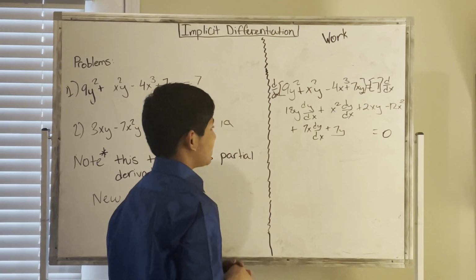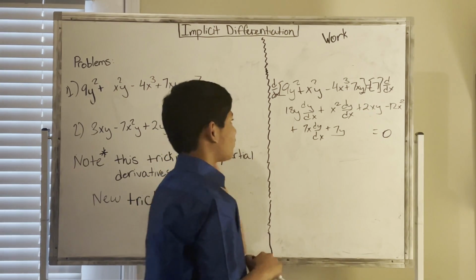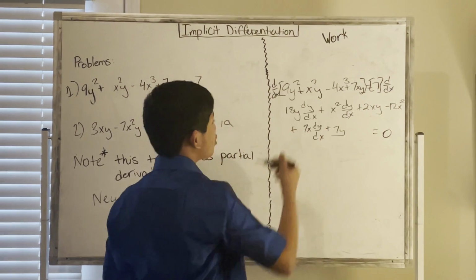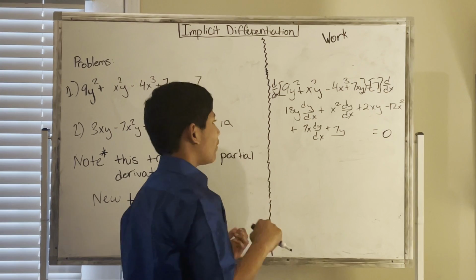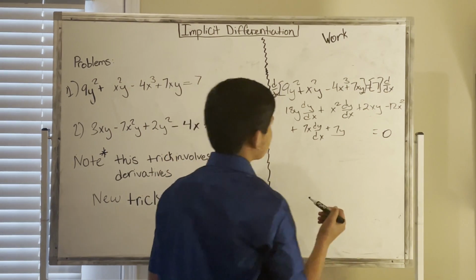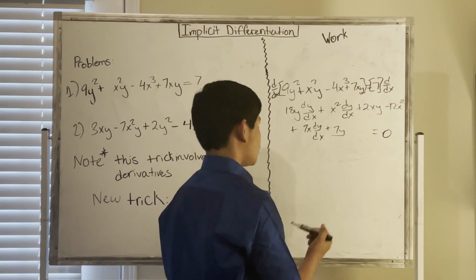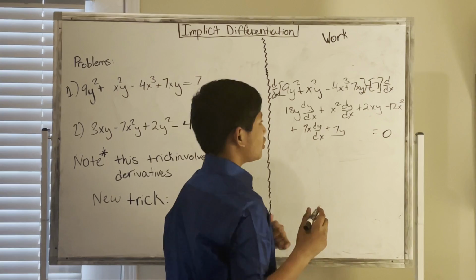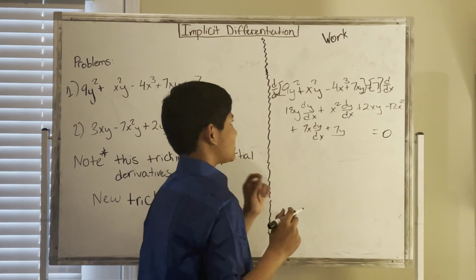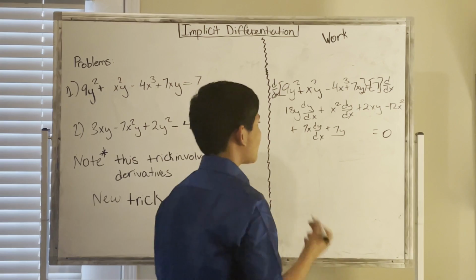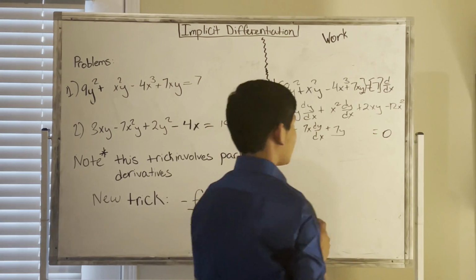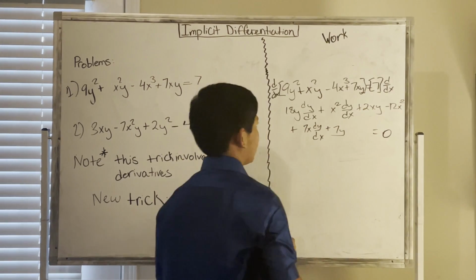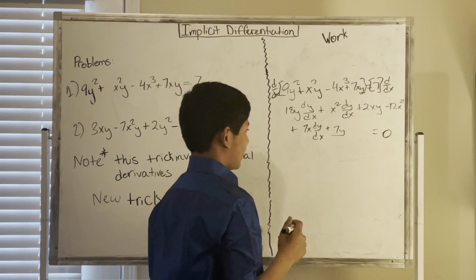2 times 9 is 18, 18y, and since this is in terms of y, we have to multiply by dy over dx, plus x squared dy over dx, since the derivative of y is going to be 1, and 1 times dy over dx is just dy over dx, plus the derivative of x squared is 2x, so we're just going to have 2xy, and then the derivative of minus 4x cubed is just minus 12x squared, and then plus 7x, the derivative of y is dy over dx, plus 7y, since the derivative of 7x is just going to be 7. So we have this whole equation over here, which we have to solve and do some algebraic computation.